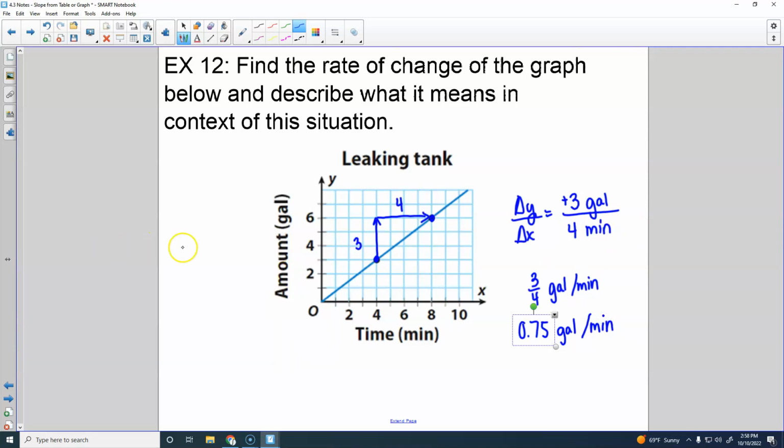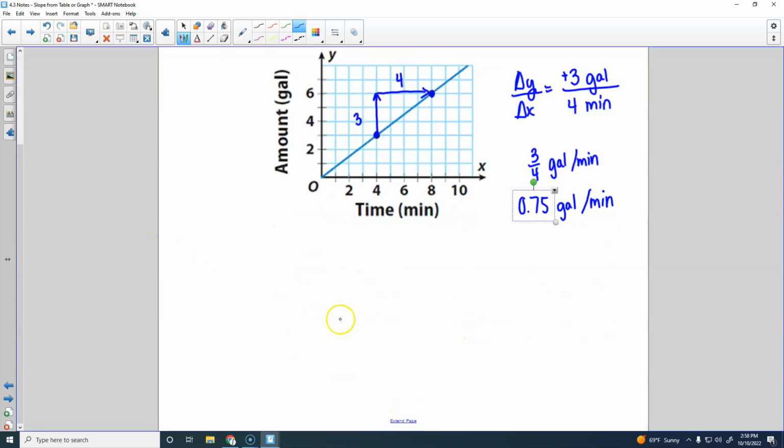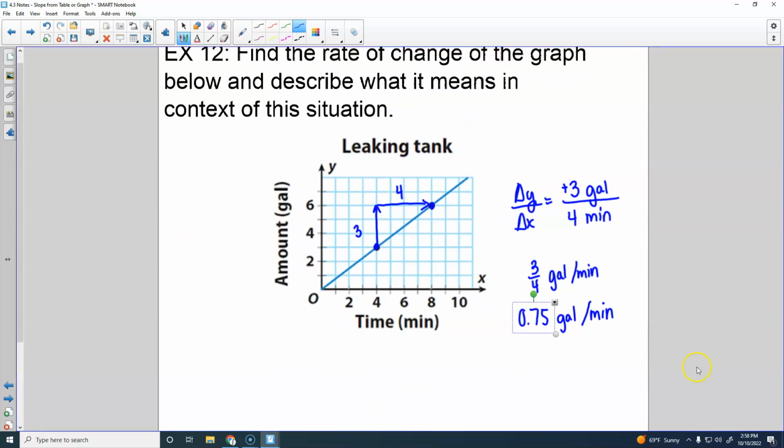Now, be careful with this. For these, I want you to write me a sentence. So in this case, we're talking about a leaking tank. We would say water leaks out of the tank at a rate of 0.75 gallons per minute.